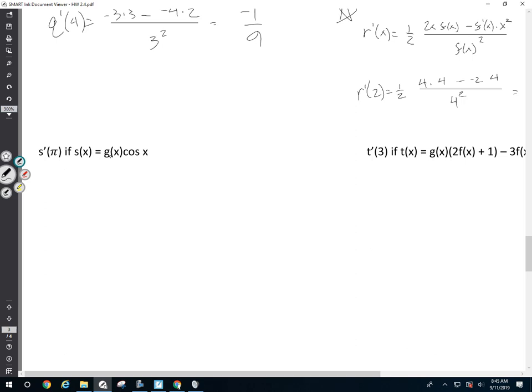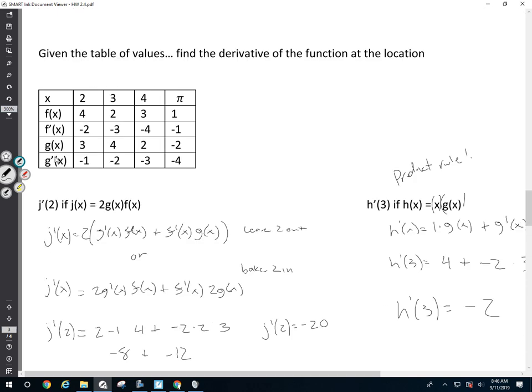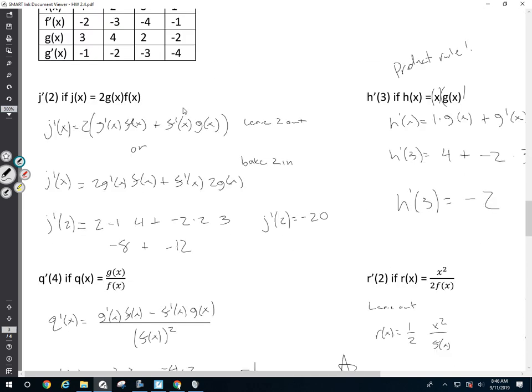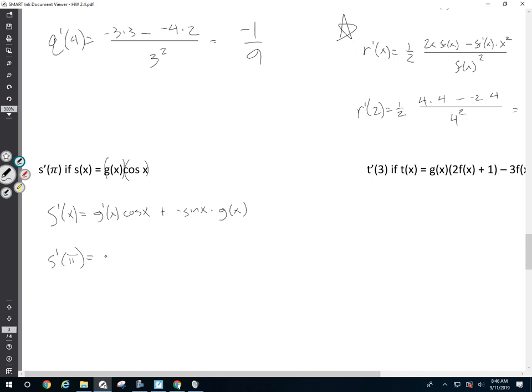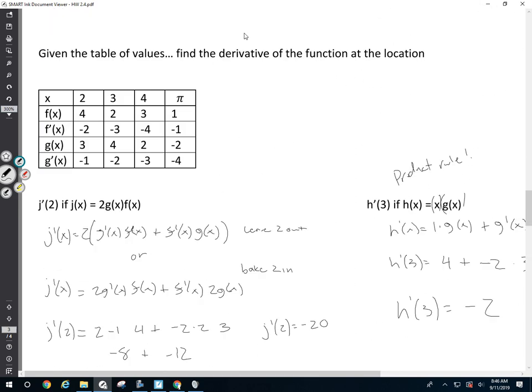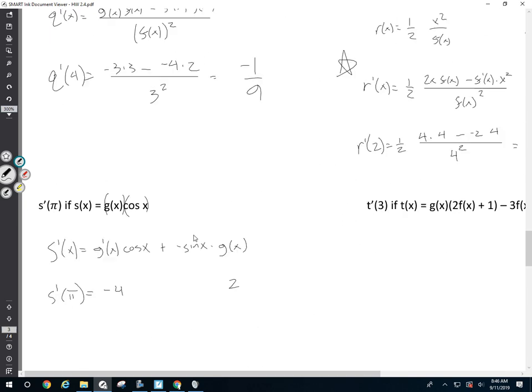All right, here we go. F of x is g of x cos x. Product rule. Derivative of the first times the second plus derivative of the second times the first. Plug in pi. G prime of pi is negative 4. G of pi is negative 2. G prime is negative 4. G is 2. But negative 2, my memory is wrong. G is negative 2.